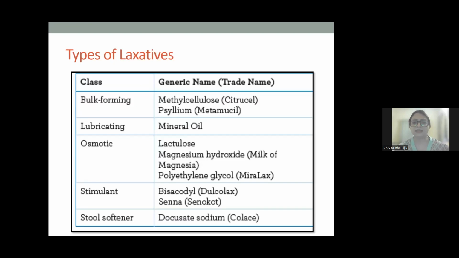And types of laxatives, we know there are different types of laxatives. All are very familiar with this. Bulk forming laxatives, lubricating, osmotic laxatives, stimulant laxatives, stool softeners. So for opioid induced constipation, we always prescribe stimulant laxatives along with opioids. Although we say that nausea and vomiting is a self-limiting symptom for those taking opioids, constipation is not self-limiting. So patients who are on strong opioids like morphine have to be given laxatives as long as they are on opioids.